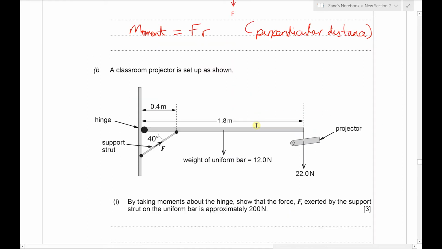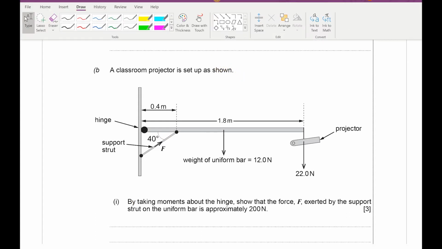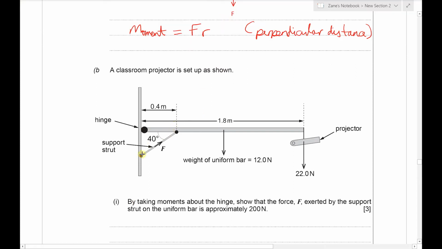For the next part of the question, we've got a classroom projector set up as shown, so we can see the projector here on the right with a weight of 22 newtons. It's on a long beam, a uniform bar, uniform meaning that the centre of gravity is in the middle, and this bar has a weight of 12 newtons, and there's a support strut here making an angle of 40 degrees, as you can see on the diagram. We're going to take moments about the hinge, and we're going to show that the force F is about 200 newtons. What might make this a little easier to see is if perhaps I extend this force here.